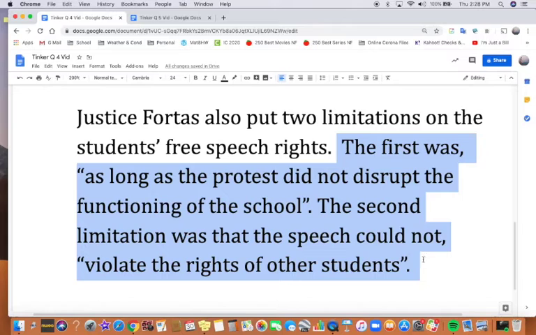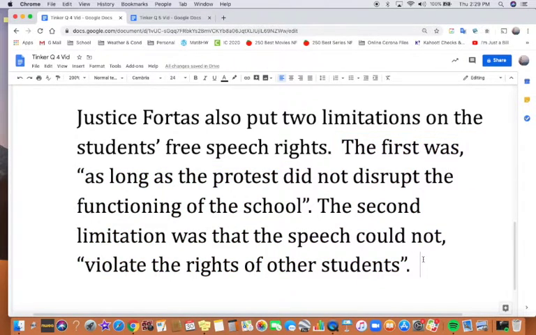Next is the evidence. The topic sentence is the claim. The rest of the body of the paragraph is the evidence. And in this case, the evidence is going to come in the form of quotations. I will continue reading. The first was, as long as the protest did not disrupt the functioning of the school. The second limitation was that the speech could not violate the rights of other students.